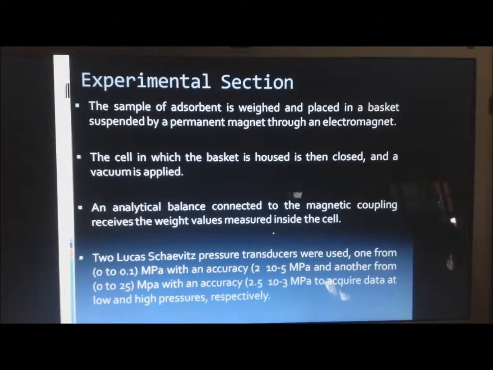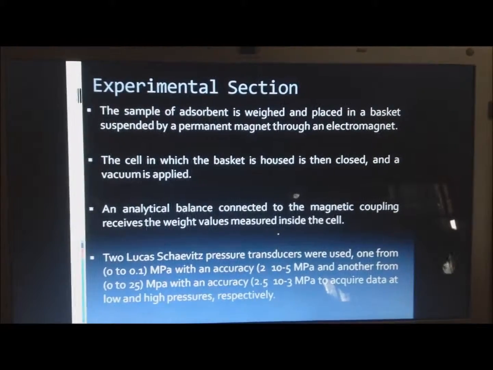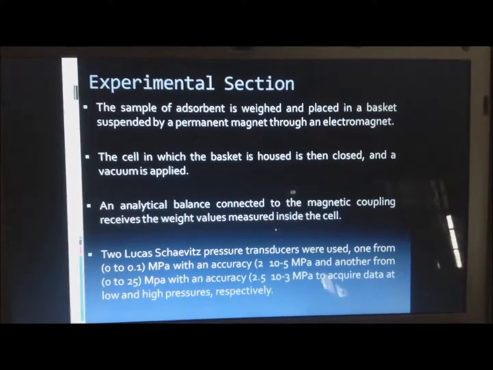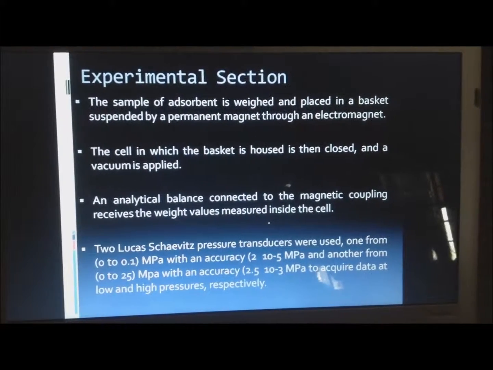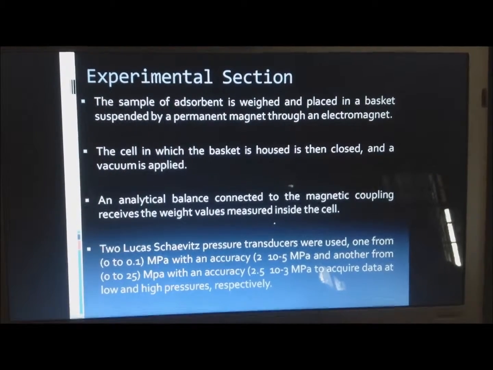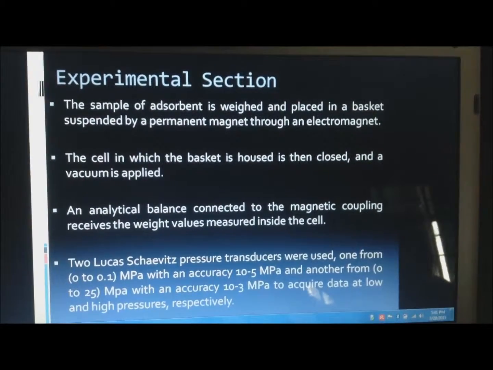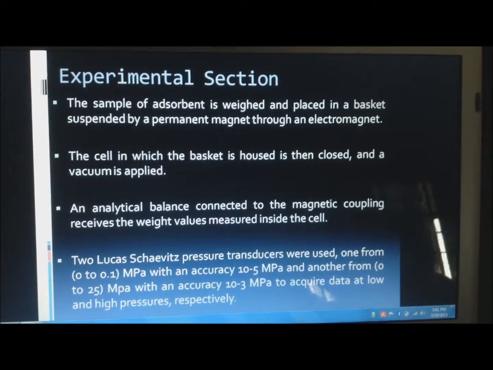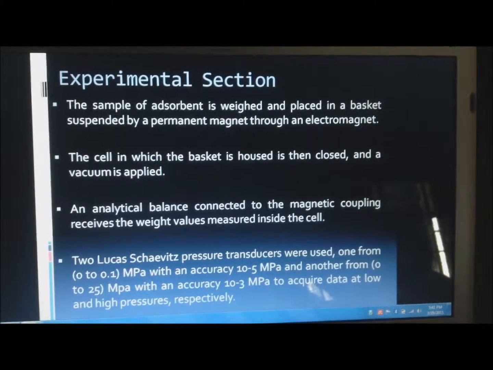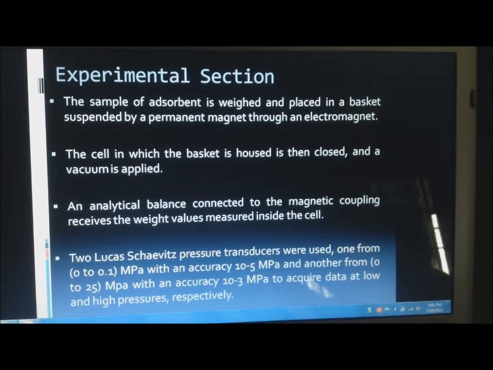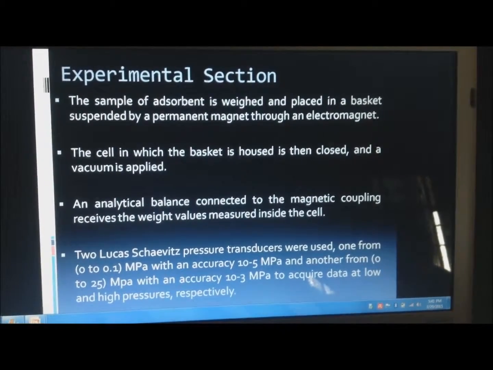This is the further description of the experimental section. The sample of adsorbent is weighed and placed in a basket suspended by a permanent magnet through an electromagnet. The cell in which the basket is housed is then closed, and a vacuum is applied. An analytical balance connected to the magnetic coupling receives the weight values measured inside the cell. Two Lucas Schevitz pressure transducers were used, one from 0 to 0.1 megapascals with an accuracy of 10^-5 megapascals, and another from 0 to 25 megapascals with an accuracy of 10^-3 megapascals, to acquire data at low and high pressures respectively.